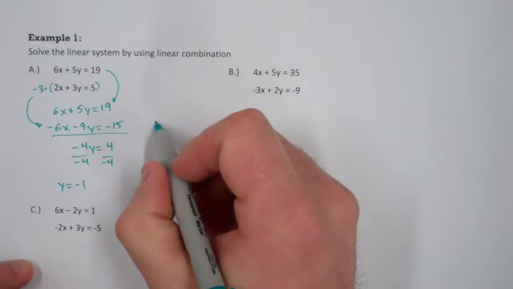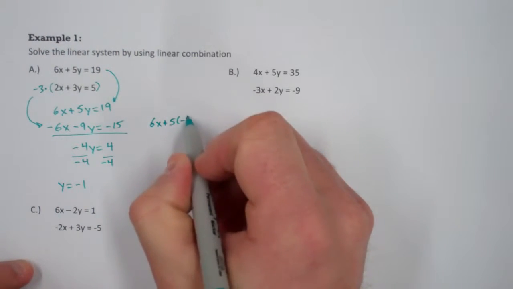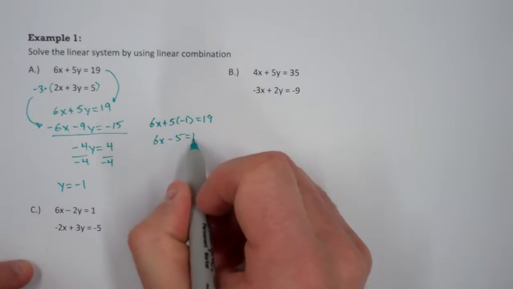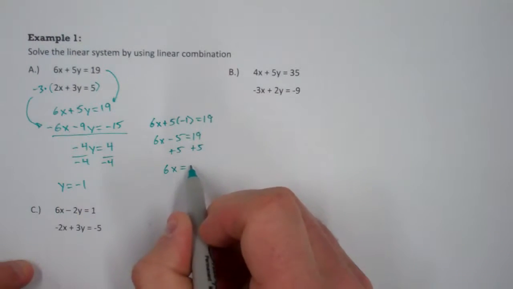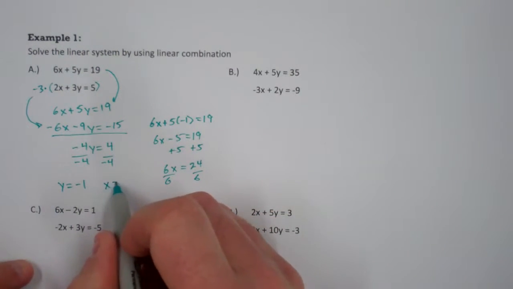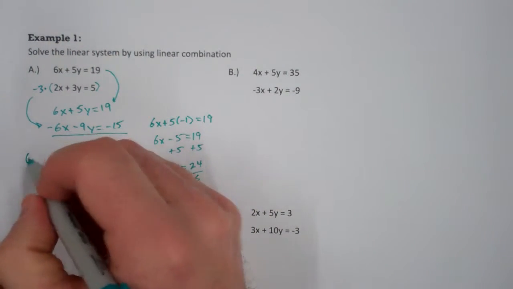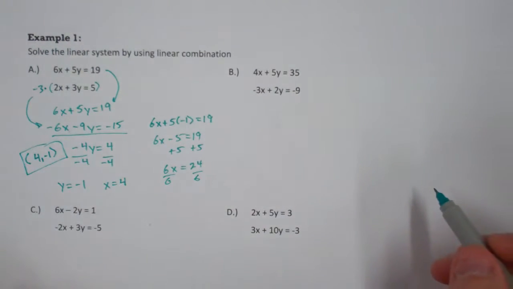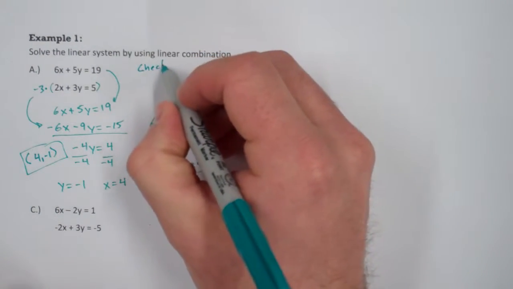To find x, we can use either equation. Let's just use the first one. And we'll substitute y in. And we'll add 5 to each side. And divide by 6. And we find x to be 4. Normal to write the solution to this as an ordered pair, so we would write 4, -1.